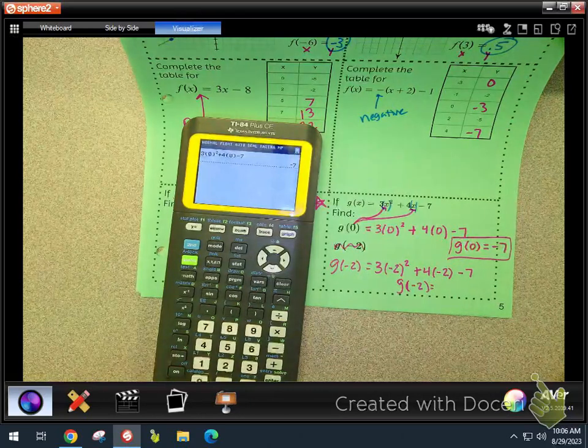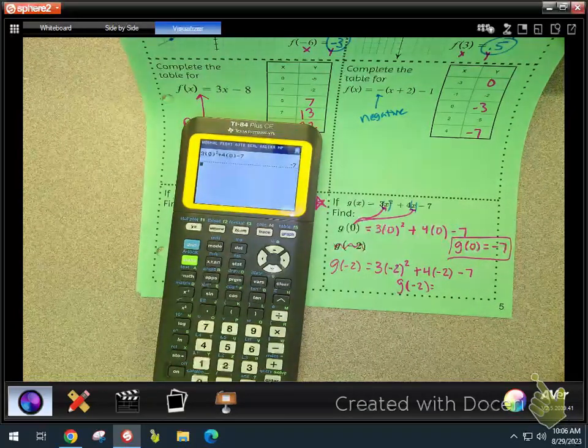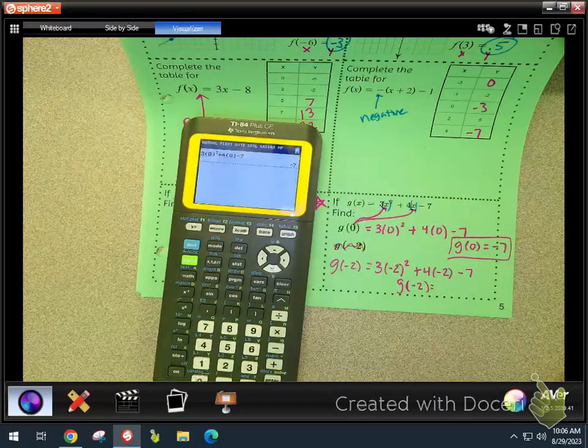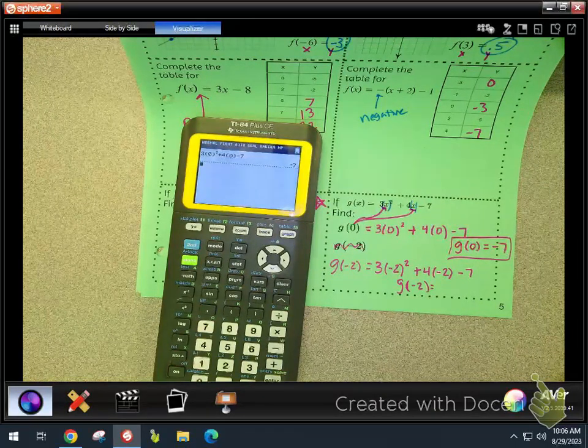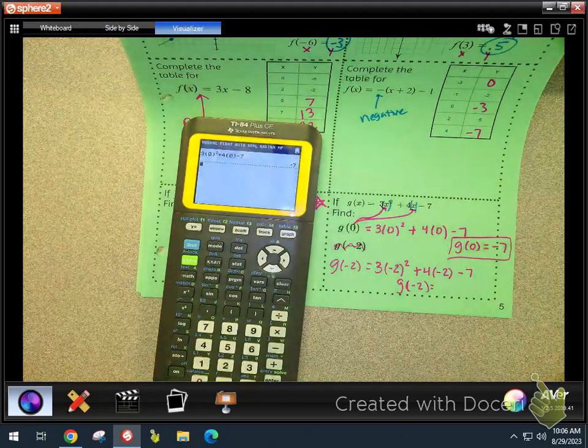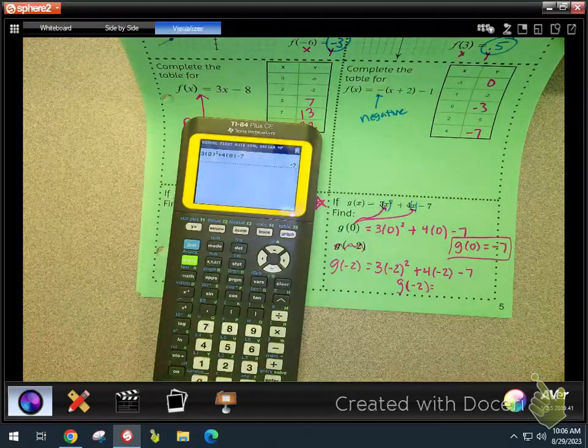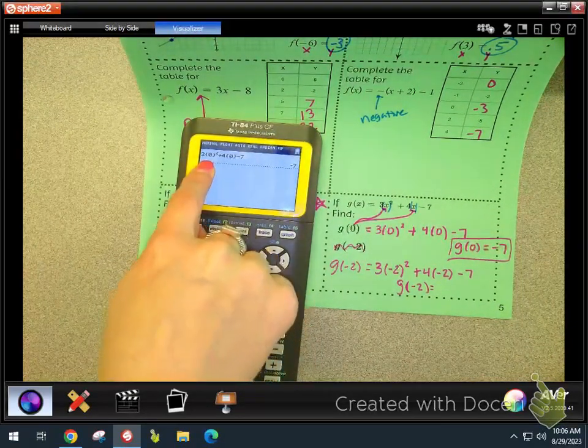How can you check your answers? Make sure you did them right. Y equals. You've already got the equation in there. Go to second graph. But I do want you to show me your work here. Do y'all know how to copy and paste in the calculator? Okay. Let me show you that. That's kind of cool. Copy and paste. Yes, you can.